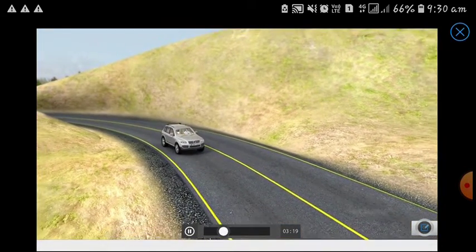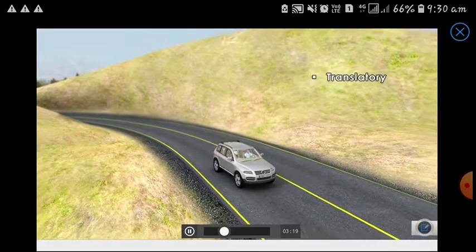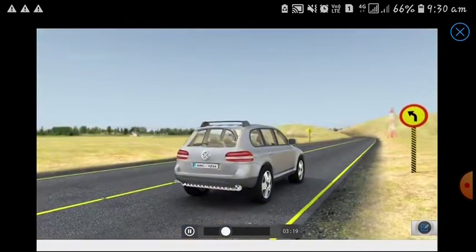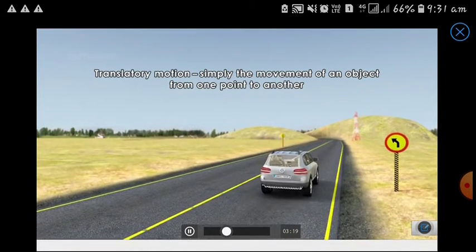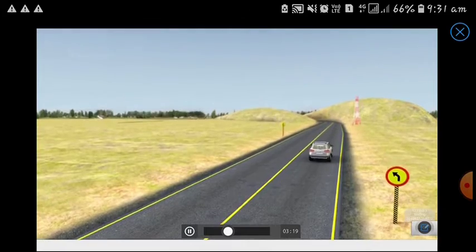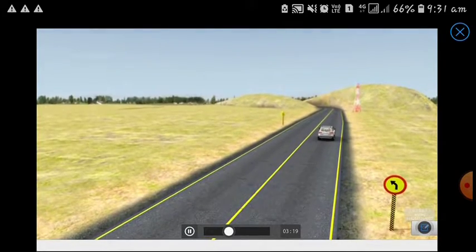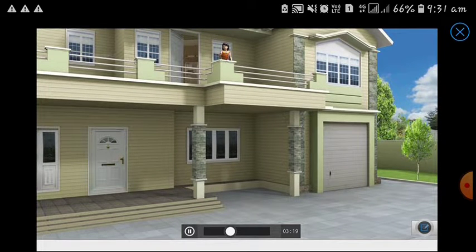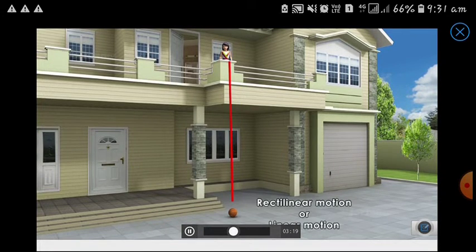Motion can also be classified as translatory, rotatory, or oscillatory. Translatory motion is simply the movement of an object from one point to another, meaning there will be a change in the object's location. A ball dropped from a height travels in a straight line from one point to another. This form of translatory motion is referred to as rectilinear motion or simply linear motion.